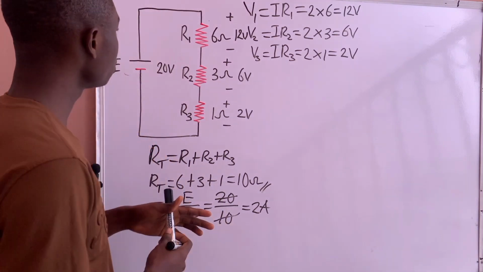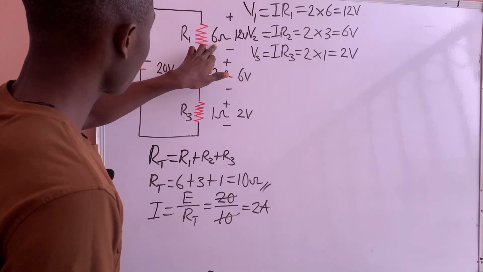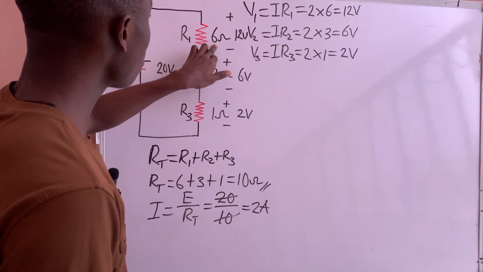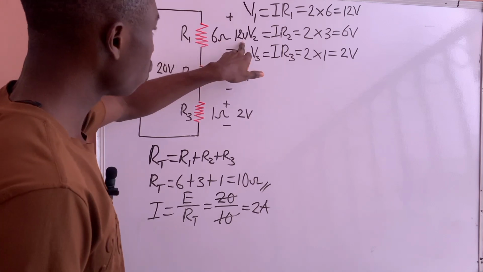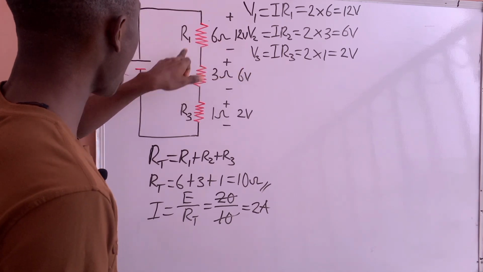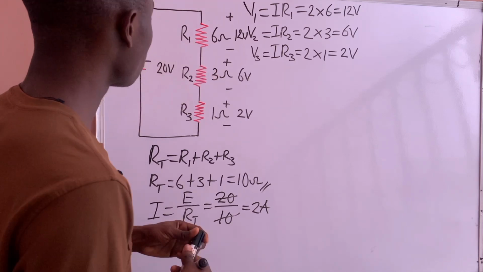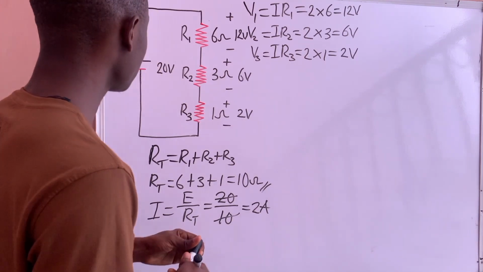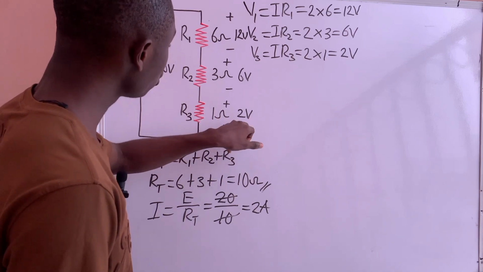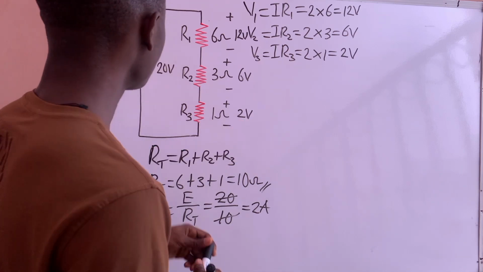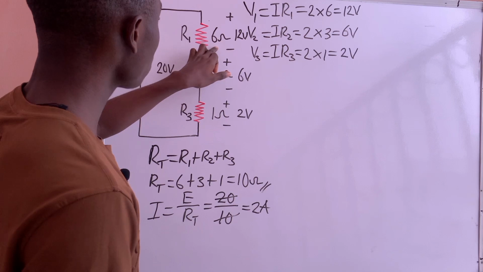If you notice from this board, the largest resistor here is resistor R1, which is 6 ohms, and it took almost half of the supply voltage, which is 12 volts. 12 volts drop across resistor R1, which is half of the supply voltage, which means resistor R1 took most of the supply voltage, while the smallest resistor, which is resistor R3, which is 1 ohm, took the least voltage, which is 2 volts.